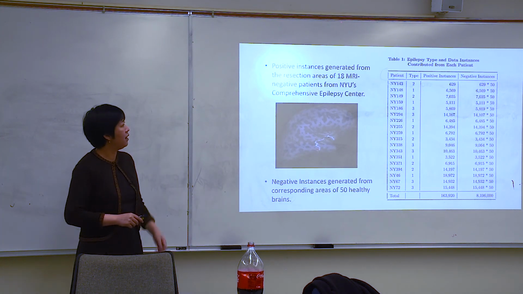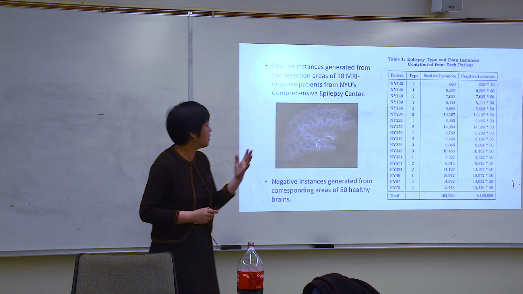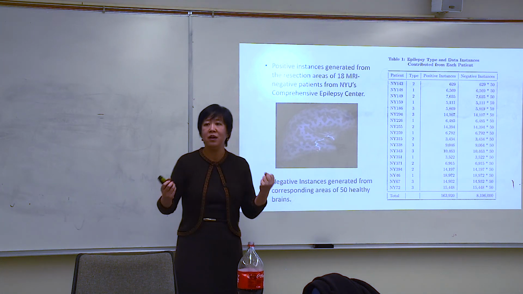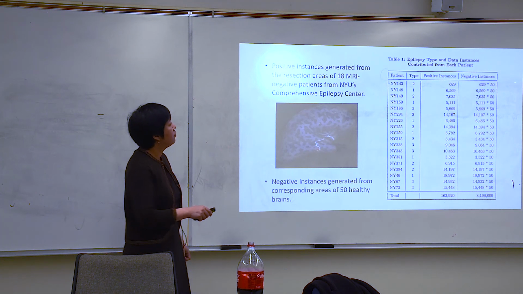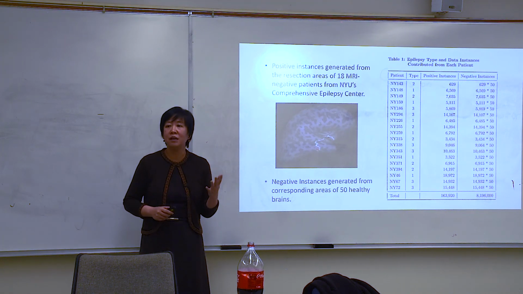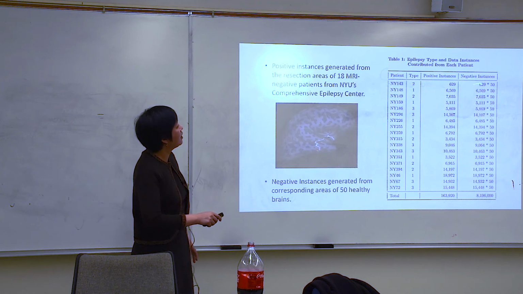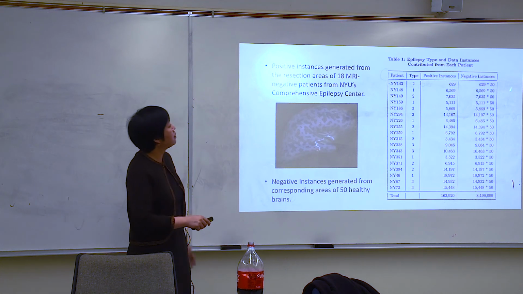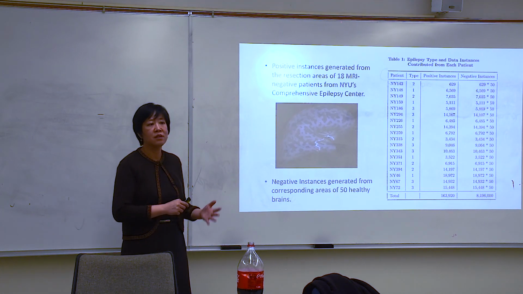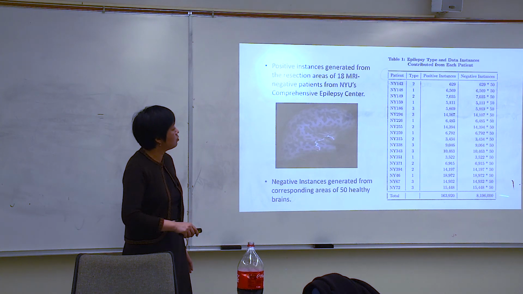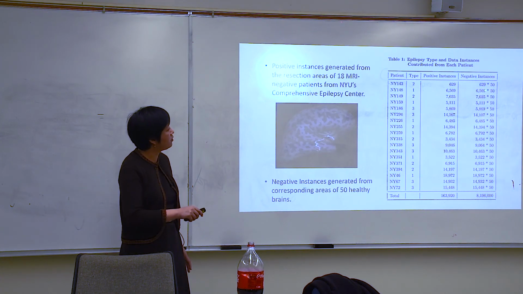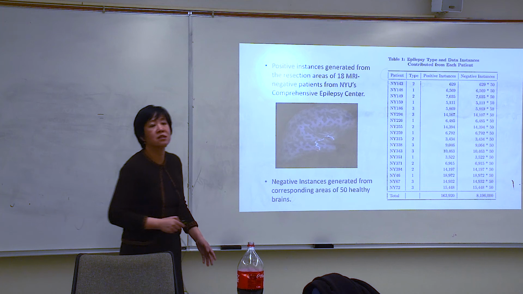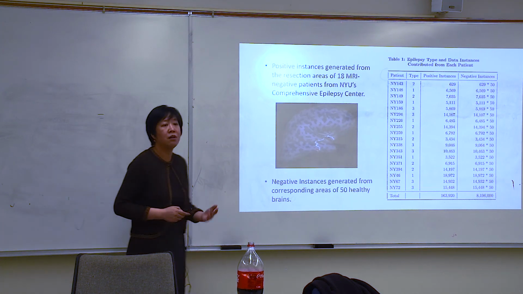And how about the negative examples? When you try to detect whether something is lesional or non-lesional, you need to have a lesional sample and a non-lesional sample. So for the non-lesional sample, we just take 50 healthy people who are not epileptic at all, and then take the exact corresponding section that was cut off for each patient, and we make them the negative instances. With all these 50 healthy brains, we get over 8 million negative instances. So this is our training data for our model.